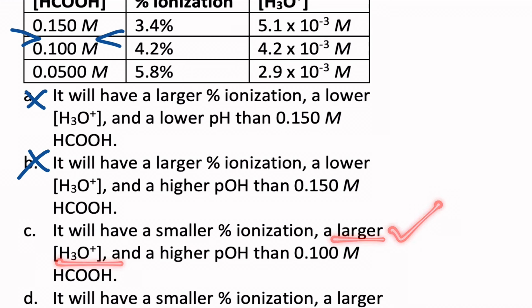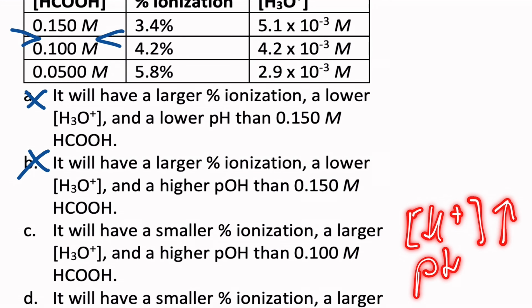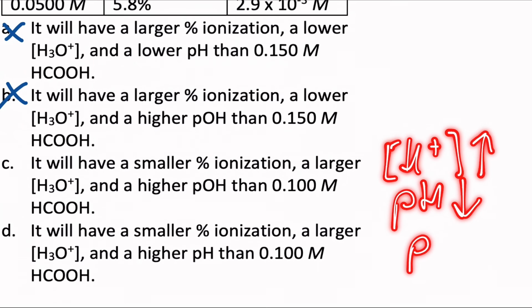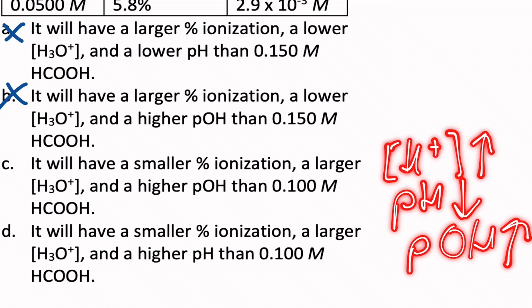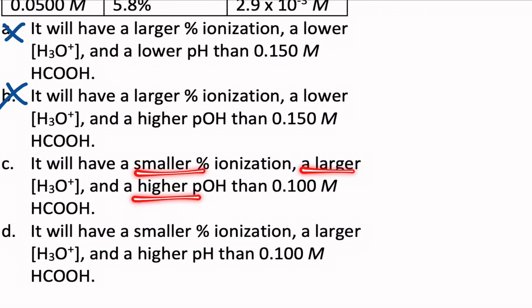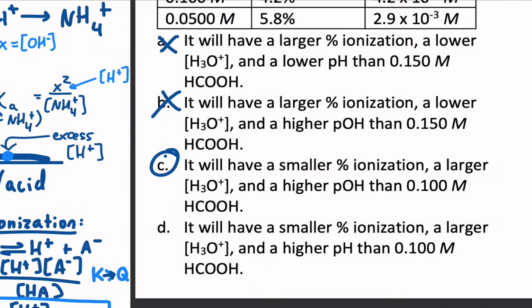If H plus goes up, that means pH goes down. That means pOH goes up. So actually, I think all three of these are correct, and it looks like C is our correct answer.